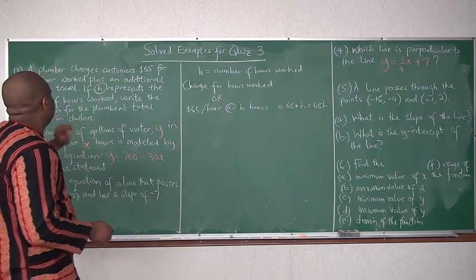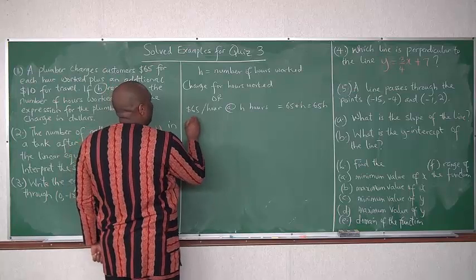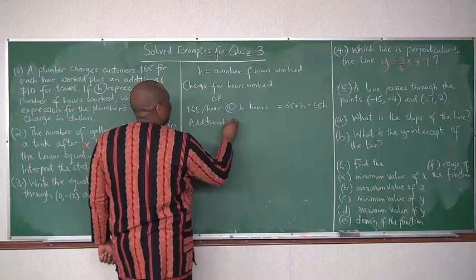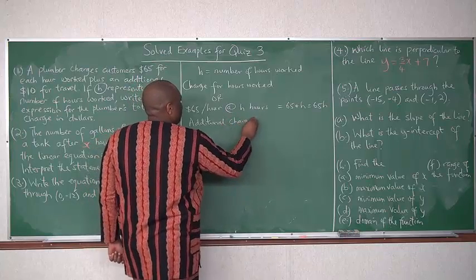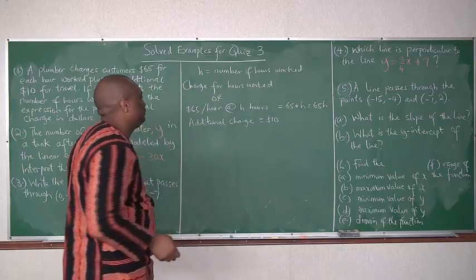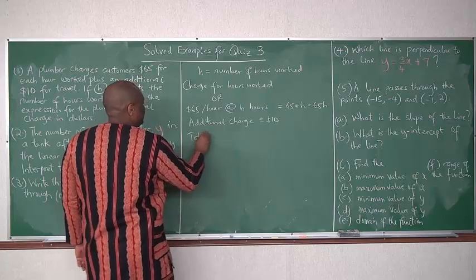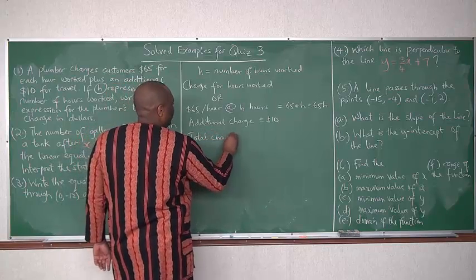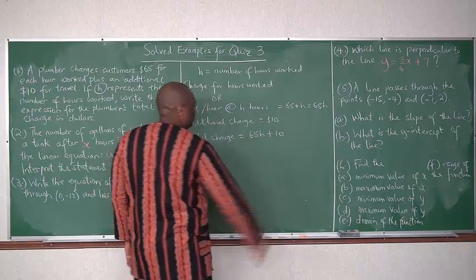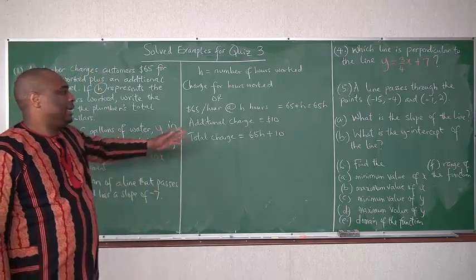Then he also charges an additional $10 for travel. So he wants you to pay for gas. That is $10 for the travel. So the total charge now will be 65H plus 10, everything in dollars.